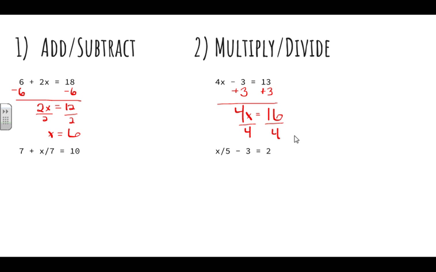I started to write big, so I ran out of room. So 4x divided by 4 is just x, and 16 divided by 4 is 4.